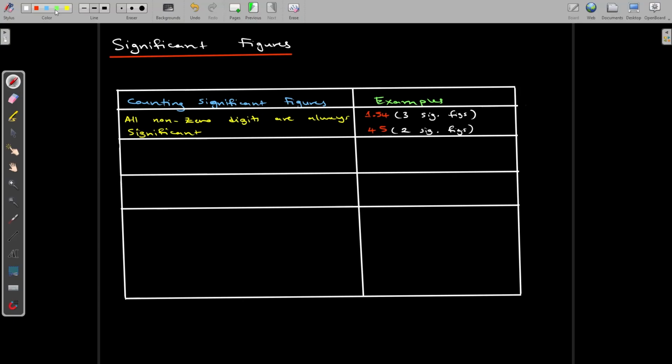So the next rule is that interior zeros. What do you mean by interior? Inside. Between two significant figures. So zeros between non-zero numbers are significant.